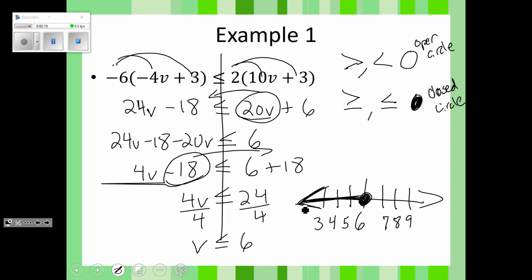So again, anything in the shade, pick me a number in the shade. 4. Plug it in, is 4 less than 6? Yes. Do you understand why we shaded in 6? You can plug that in because it's shaded. Is 6 less than or equal to 6? Yeah, it's equal to, so it works. Okay, any questions on that?